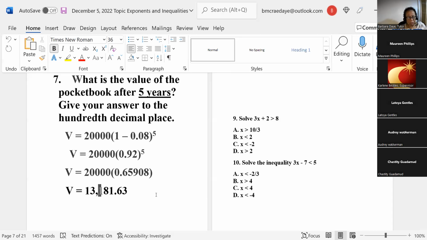Okay, so you know now, subtract the 0.08 from the 1.00 and you get 0.92. Then raise the 0.92 to the 5th power. Latoya got 0.65908 multiplied by 20,000. That pocketbook that was 20,000 in 5 years is worth 13,181.63. And I guess people do sell those at resale shops, right? Yeah, they auction them off sometimes.